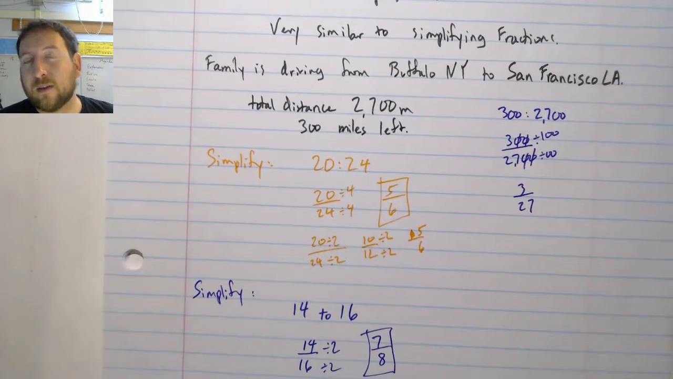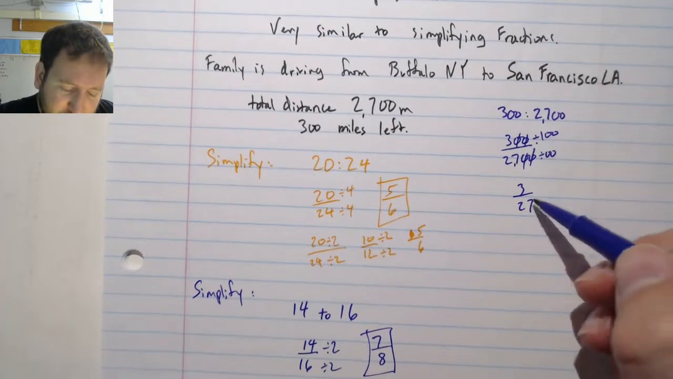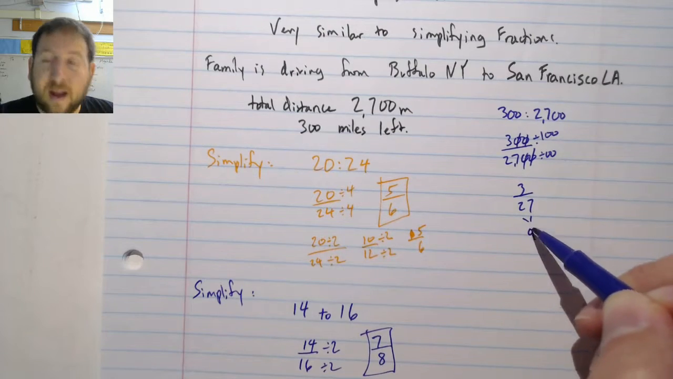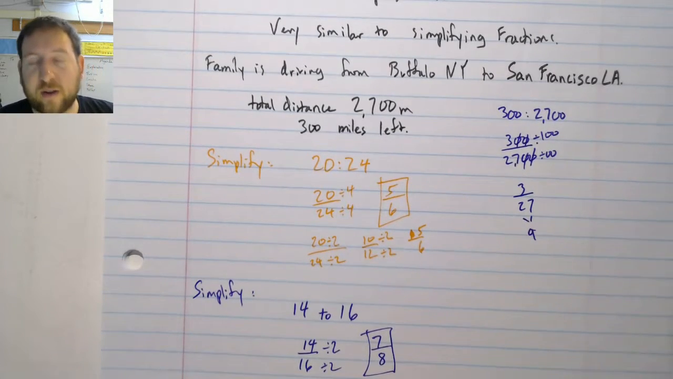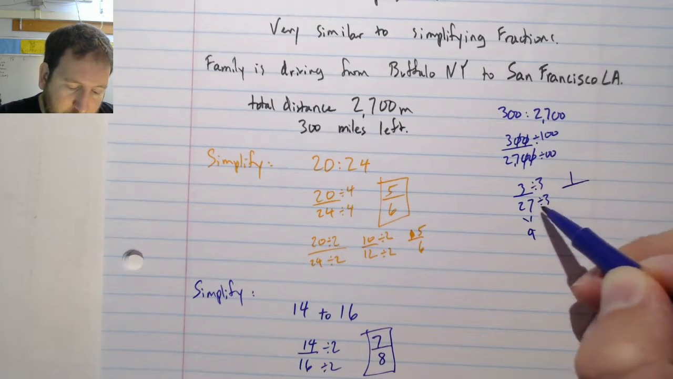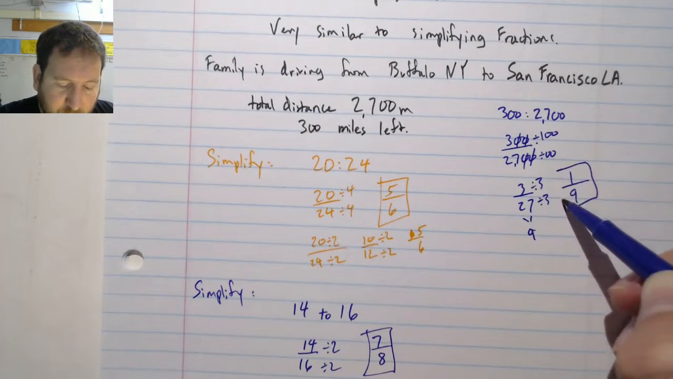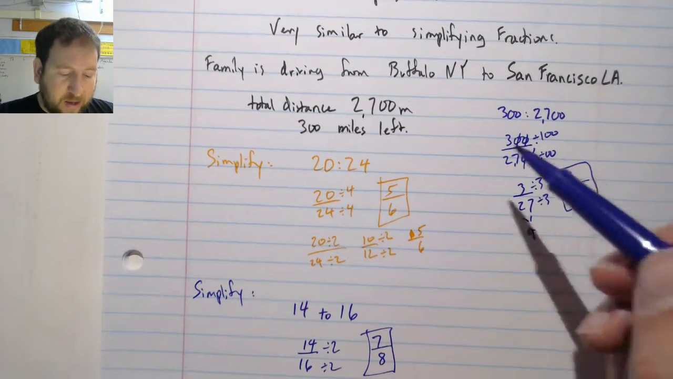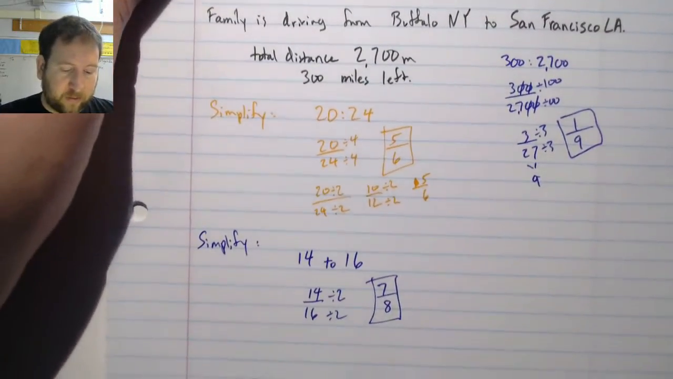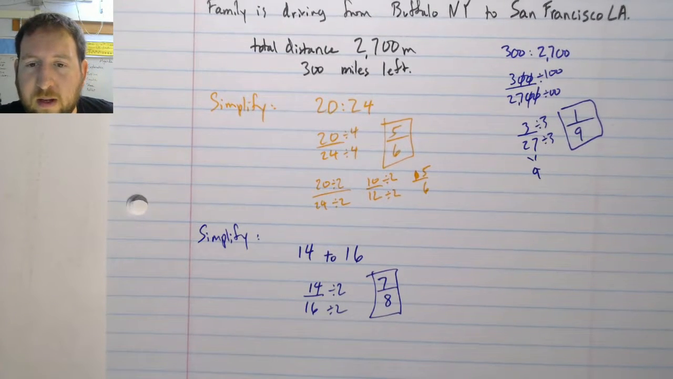Now this looks like it could be done, but remember, I can use my 3 trick, and I can see, is 27 divisible by 3? If I add the digits together, 2 plus 7 is 9. 9 is divisible by 3, so I know 3 is going to fit into 27. So let's divide both by 3 and I get 1/9. So he is 1/9 of the way done with his journey when he's at 300 miles left. So still a ways to go. Hope you get back to San Francisco soon. These are pretty easy, and I think you should be good to go.